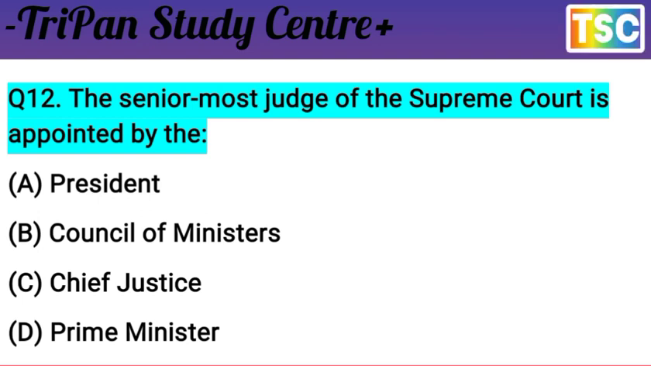The options: option A, President; option B, Council of Ministers; option C, Chief Justice; and option D, Prime Minister. The question is very interesting, but first of all, one fact is important: judges of the Supreme Court and the High Court are appointed by the President on the advice of the Prime Minister and in consultation with the Chief Justice of India. That is important here.